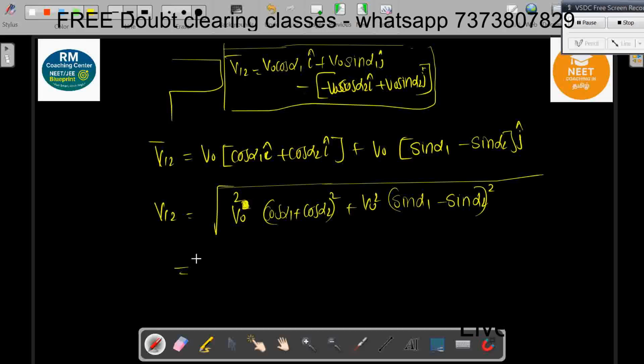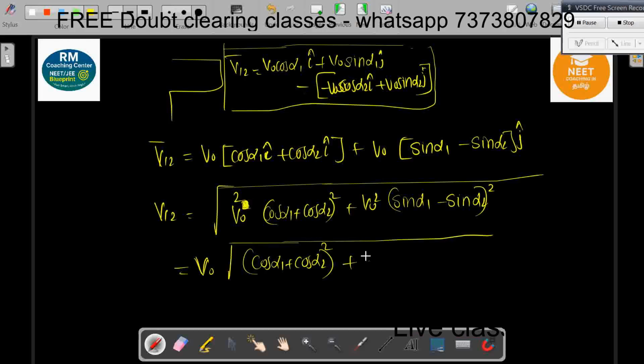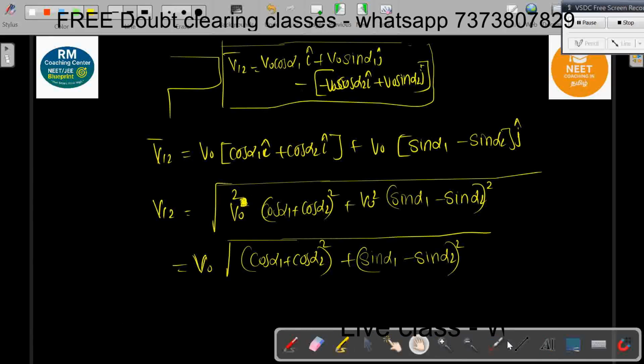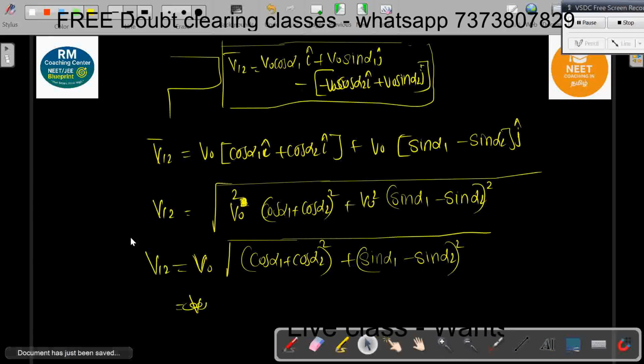V naught squared is common, so we take v naught out of the root. The remaining term is cos alpha 1 plus cos alpha 2 the whole square plus sin alpha 1 minus sin alpha 2 the whole square. Then, for another step, I have to use a trigonometric equation. So let's move to another page, and I need to copy this content.